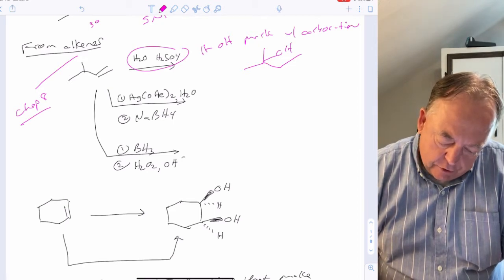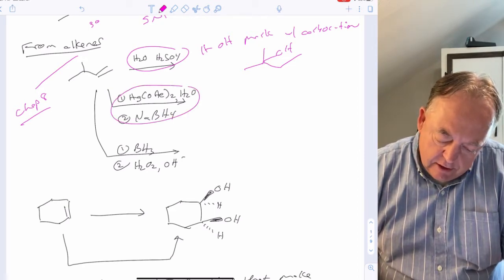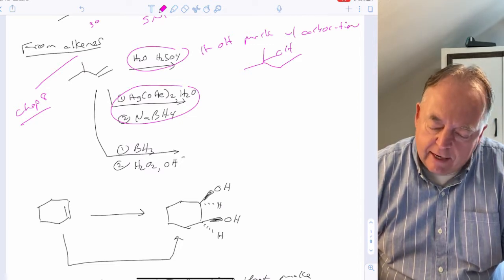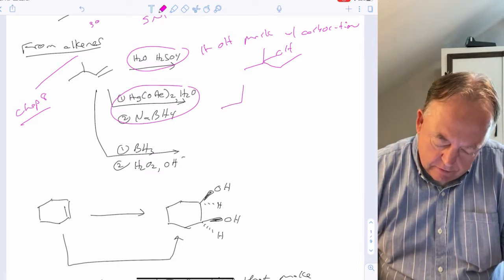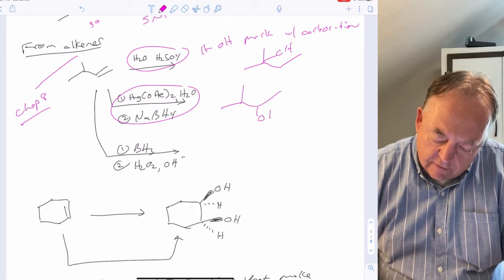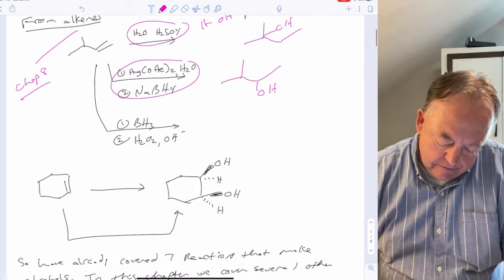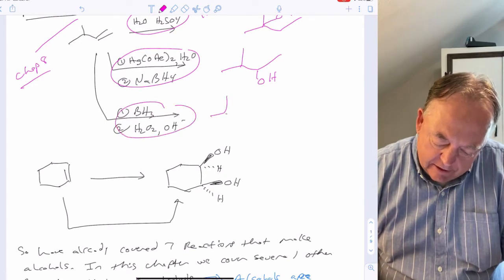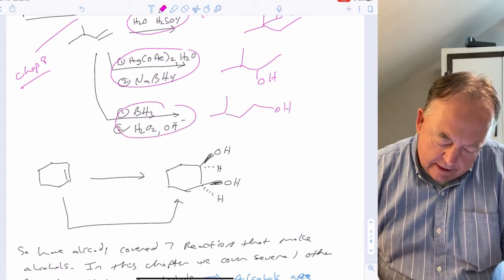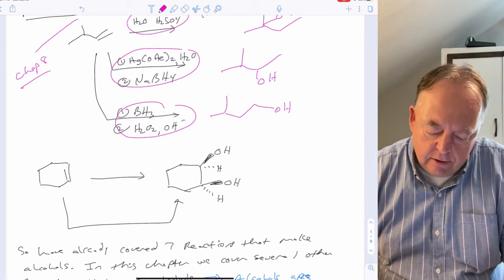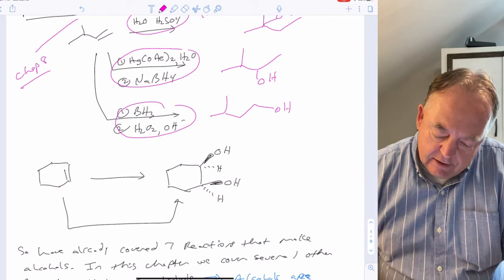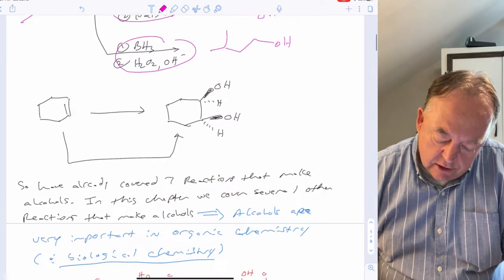And the oxymercuration-demercuration, right? If you remember, you add H and OH, but it does not make a carbocation, so there's no rearrangement possible. But it is still Markovnikov addition, so you would make that product. And if you did the hydroboration-oxidation, that's anti-Markovnikov, so it adds H and OH across the double bond with the hydrogen going to the carbon with the most number of hydrogens. So three more ways to make alcohols there.